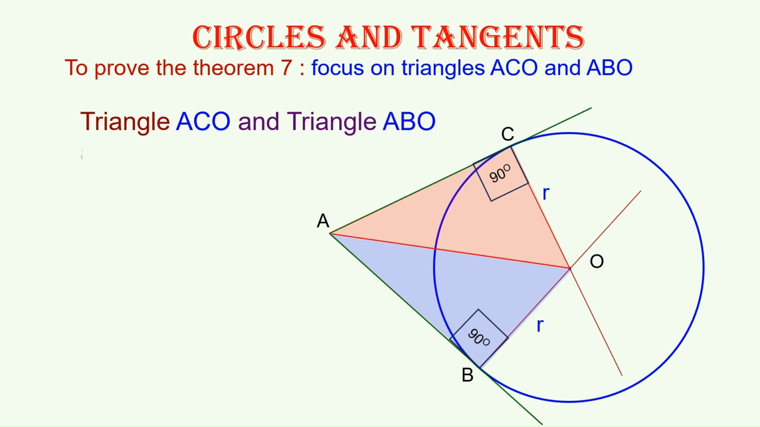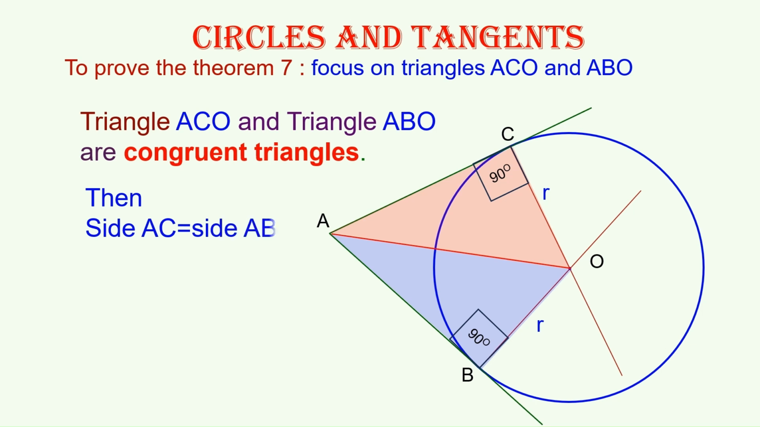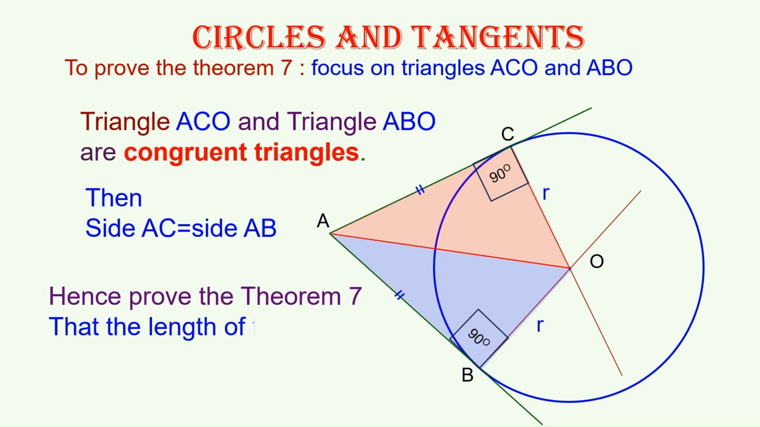Triangle ACO and triangle ABO are congruent triangles. Then, side AC equals side AB. Hence prove the theorem 7, that the length of the tangents are equal.